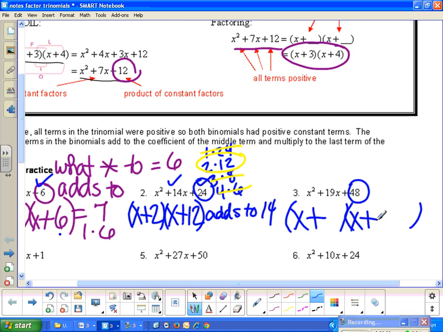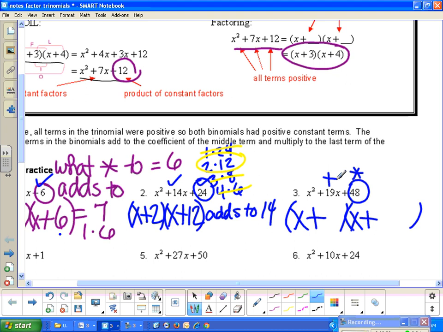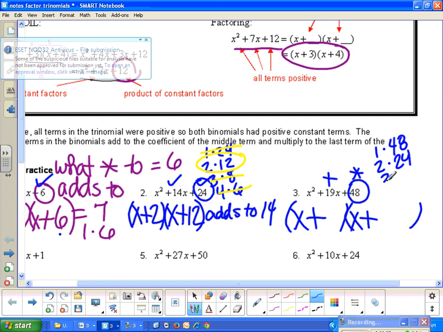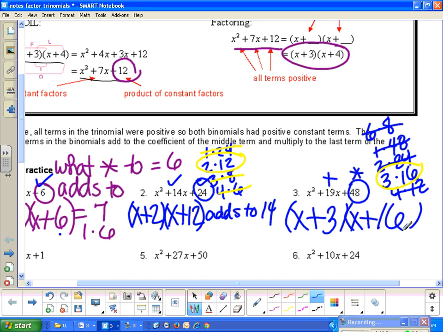Okay, so 48. So we know this form. We have x times x, everything's positive. Only thing we're considering is factors of 48 that multiply to give you 48 and add to give you 19. If you think about factors, you have 1 times 48, 2 times 24, 3 times 16, 4 times 12, 5 doesn't go into it, 6 times 8. We want to equal 19. So if we look through our list, the only one that equals 19 is 3 and 16.